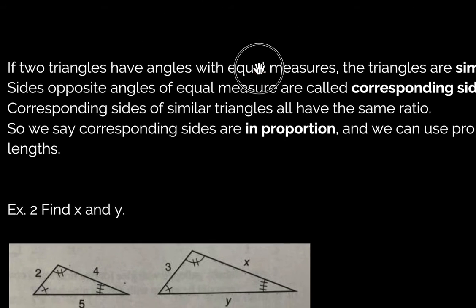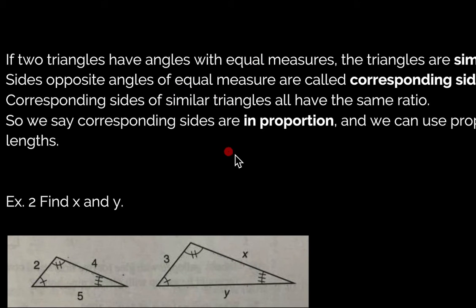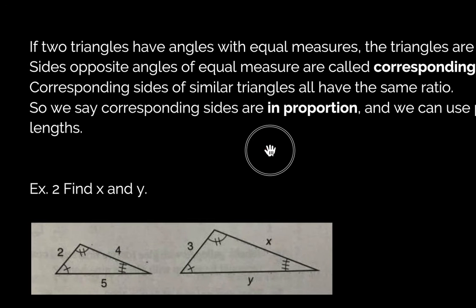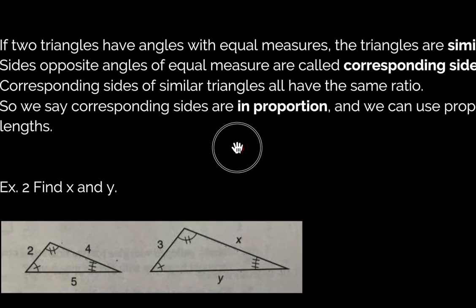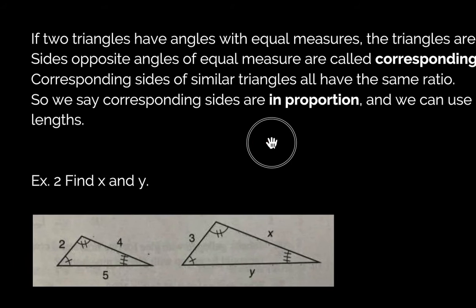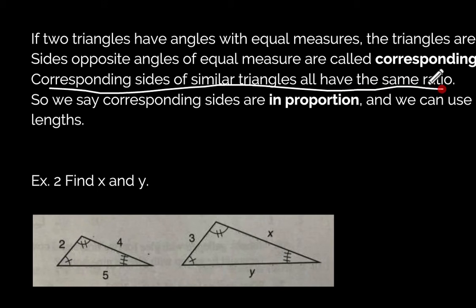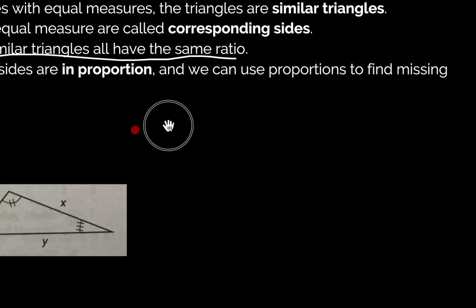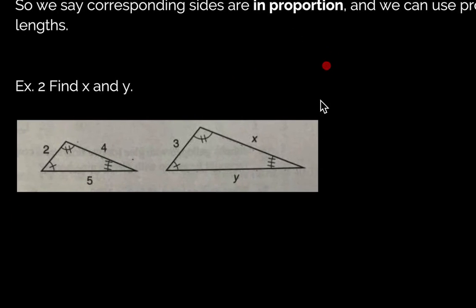Okay, a new concept. If two triangles have angles with equal measures, the triangles are similar triangles. Sides opposite angles of equal measure are called corresponding sides. Corresponding sides of similar triangles have the same ratio. This is a big deal. This is our new thing. Corresponding sides of similar triangles all have the same ratio. So we say the sides are in proportion, and we can use proportions to find the missing lengths.